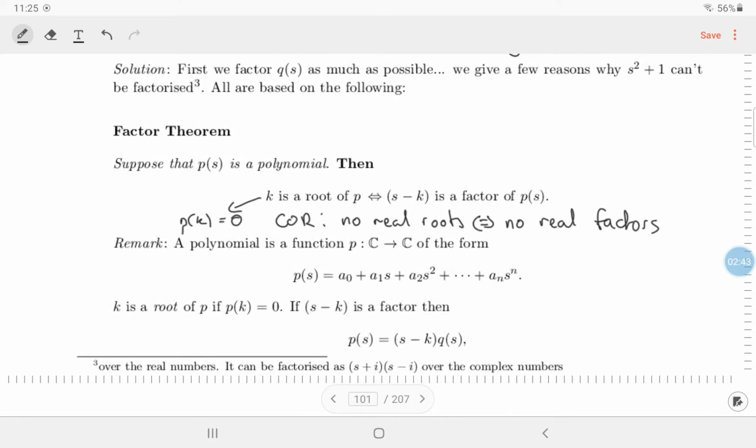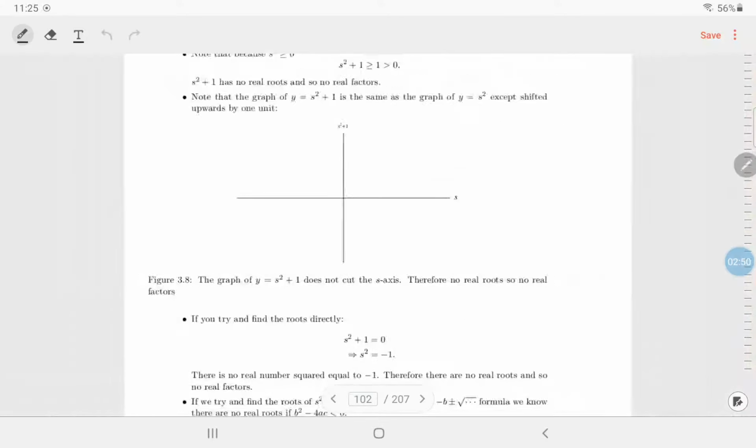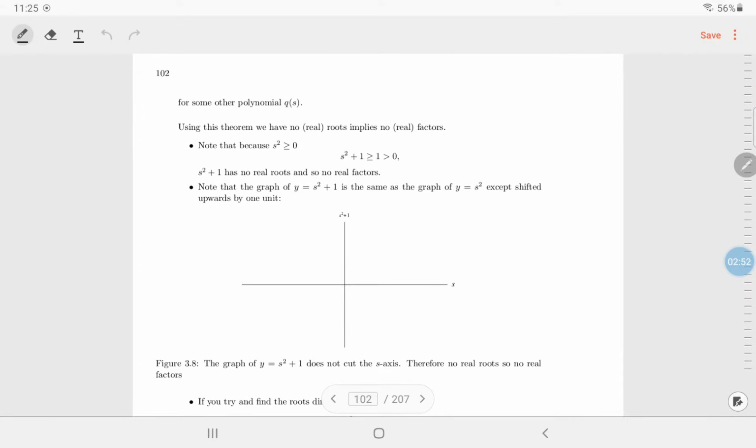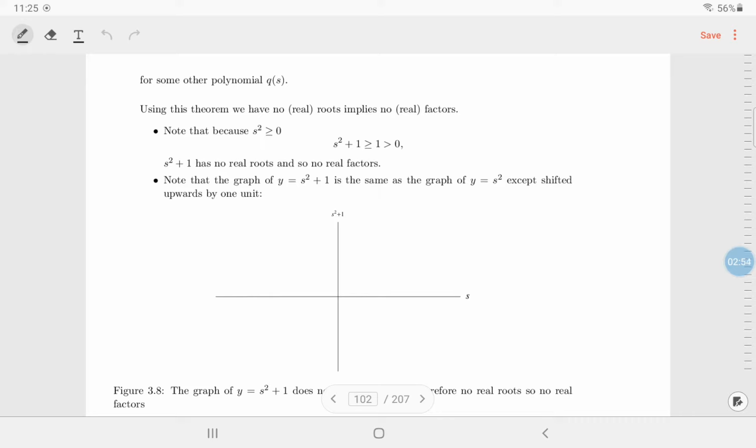Okay, so a lot of this is kind of explained. The p of k equal to 0 is explained there. Right, let's go. So we're using this theorem. No real roots implies no real factors, and I'm going to be saying that multiple times over the next few weeks. No real roots, no real factors.